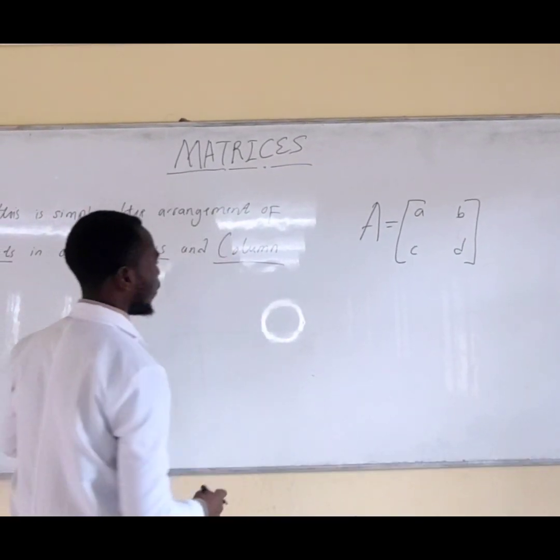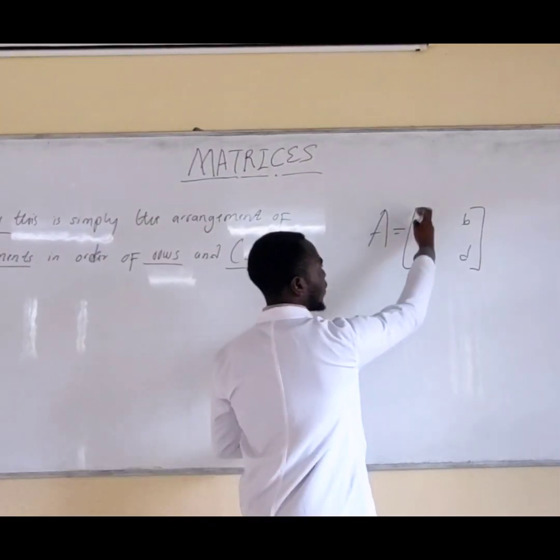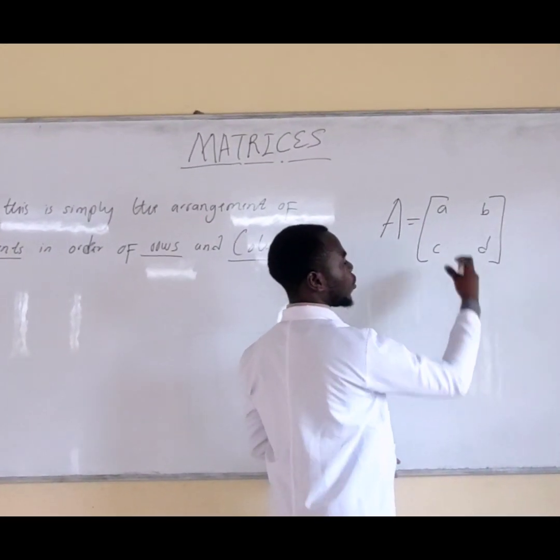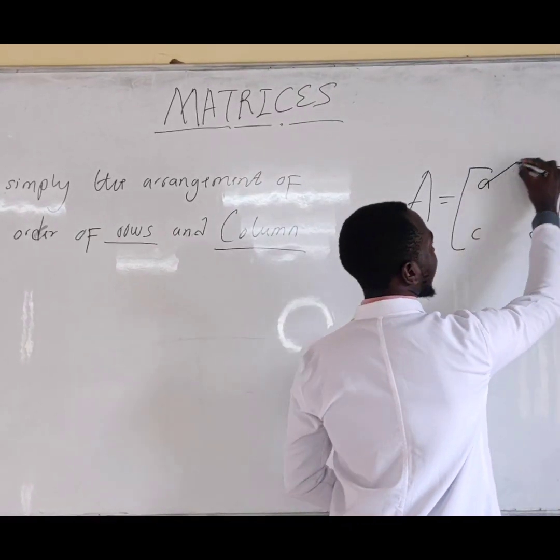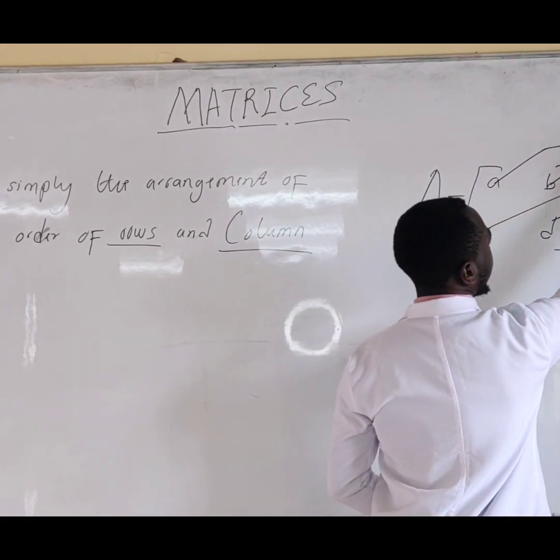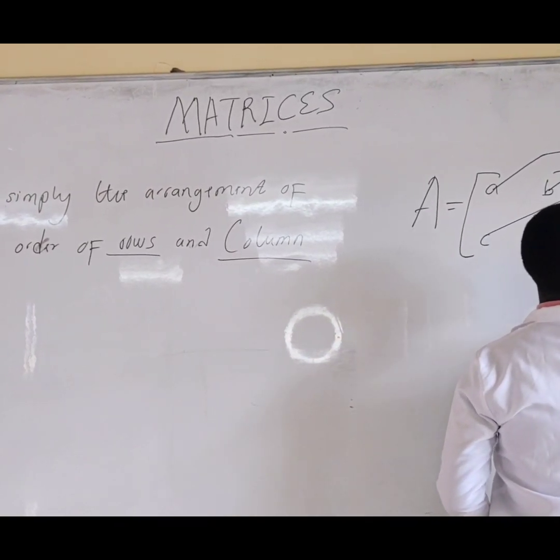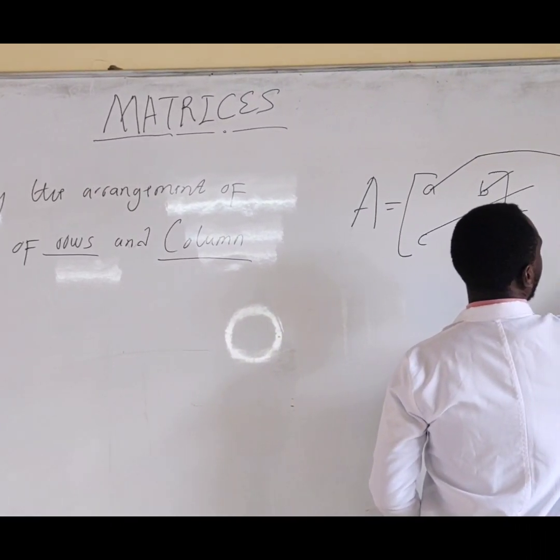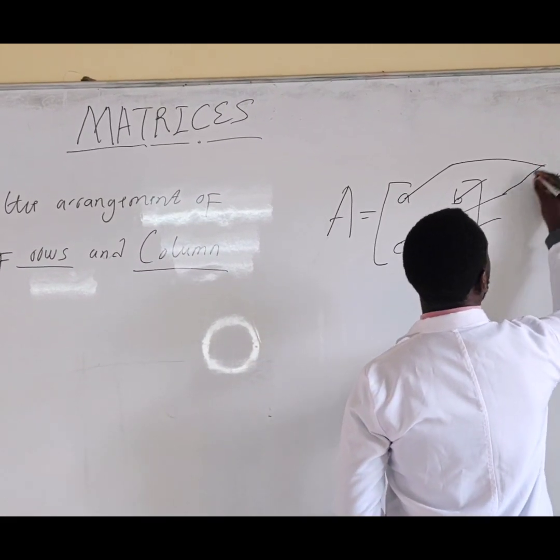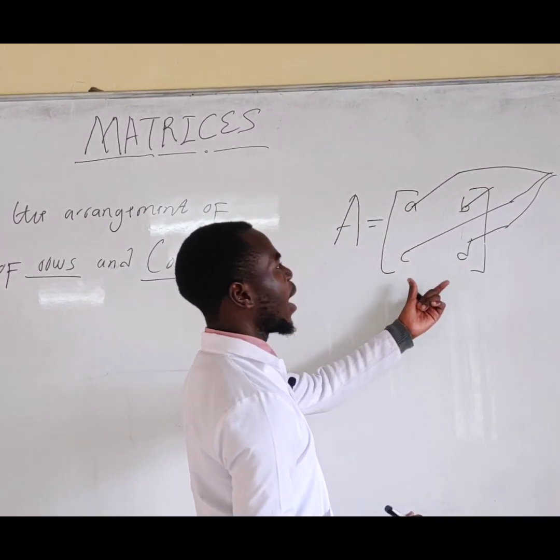So according to the definition, a matrix is the set of elements. Simply means this is your set. Your set of what? Your set of elements. So these letters that are inside are called elements, and the entire thing is a set of elements. All these are elements.